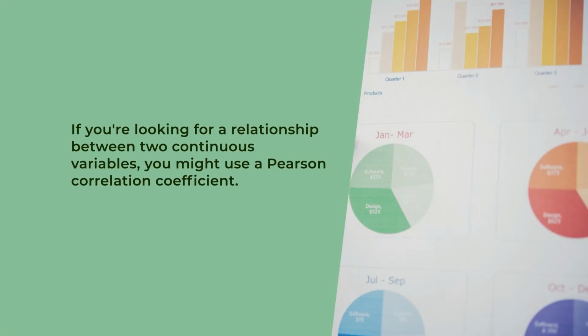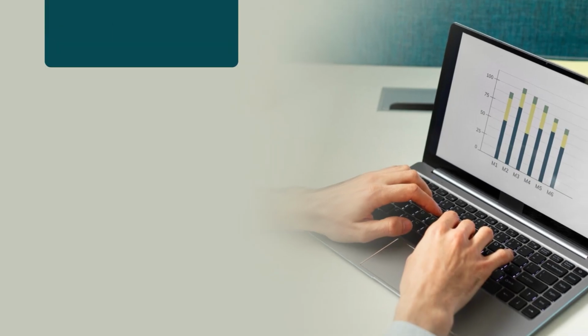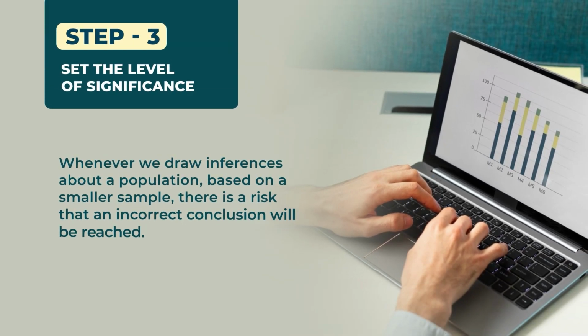So by considering these factors, we can narrow down the appropriate statistical test for hypothesis testing. For instance, if you are looking for a relationship between two continuous variables, you might use a Pearson correlation coefficient. But if you are comparing two groups on a categorical variable, a chi-square test might be more fitting. Now let's see step 3, that is, set the level of significance. As we know, whenever we draw inferences about a population based on a smaller sample, there is a risk that an incorrect conclusion will be reached.